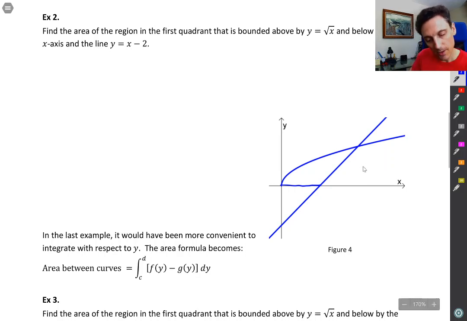One of the things that's going to be helpful is to figure out the starting and the ending x values of our region. We're going to need to find those intersection points like we did in example 1. So let's go ahead and start by doing that. Notice from figure 4 it looks like we need to figure out where the square root of x curve intersects the x minus 2 curve. Let's find that intersection point.